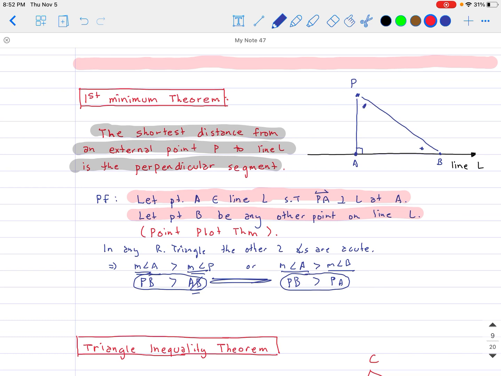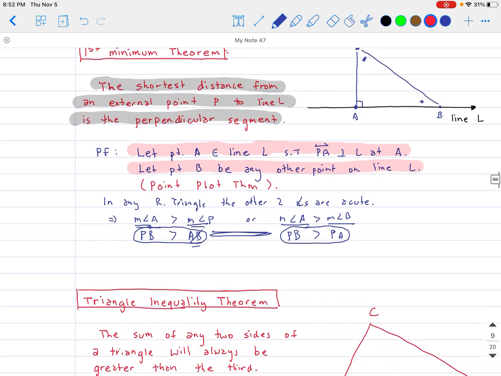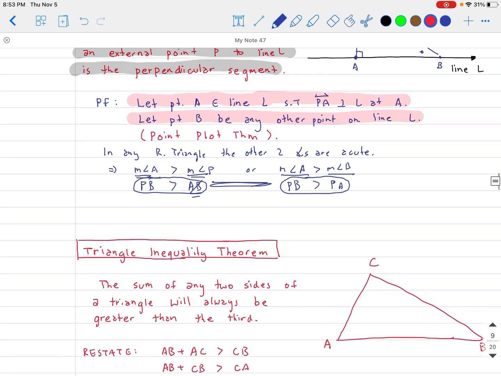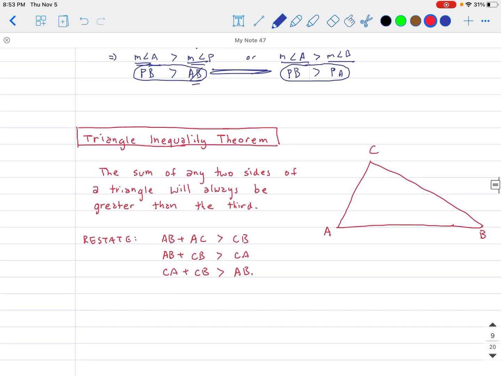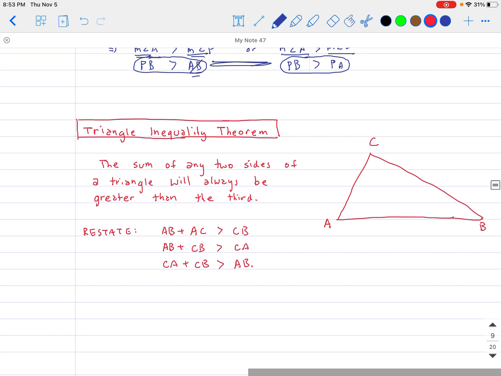Okay, so the hypotenuse is always going to be the longest side in a right triangle. All right, now let's go ahead and extend this a little bit further. And let's say this time around we have just any old triangle, not necessarily a right triangle. This one is called the triangle inequality theorem.